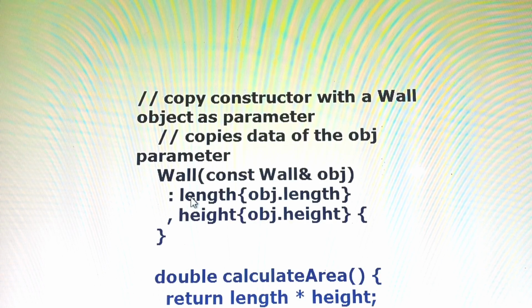Okay, then length, obj dot length, then obj dot height. The values of the initialized variables length and height are copied to the object named obj. Okay, whatever contents are there in the wall constructor are copied to the new object obj. The next function is calculate area, length and height. Then go to the main program.